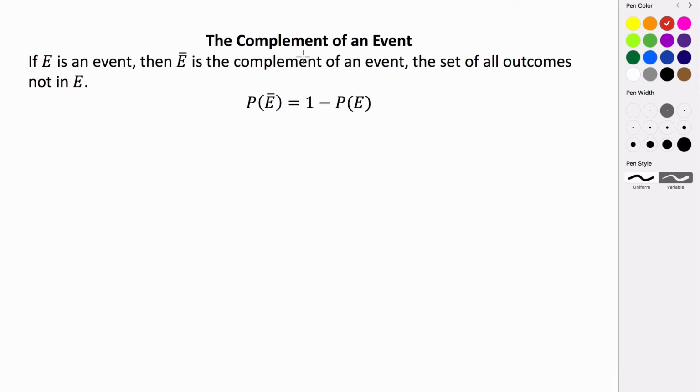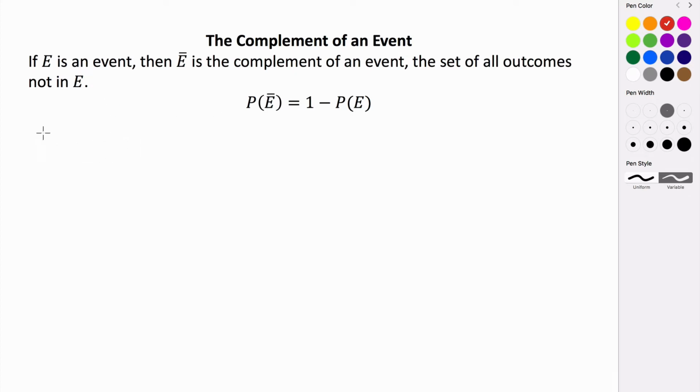The complement of an event is defined to be the set of all outcomes that are not in our given event. So if we have some event E, then we say E bar, with a bar over it, is called the complement of the event, and again is the set of all outcomes that are not in our event E.